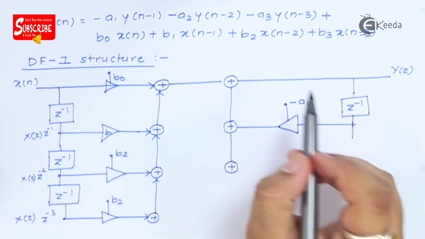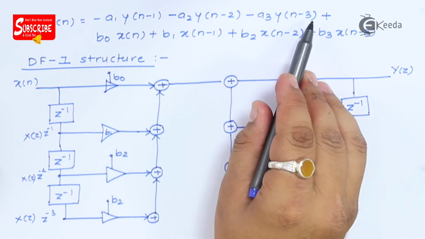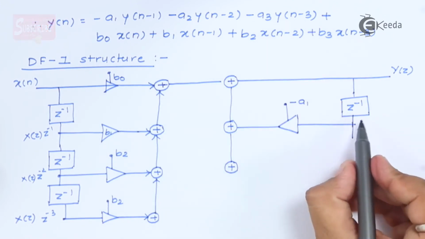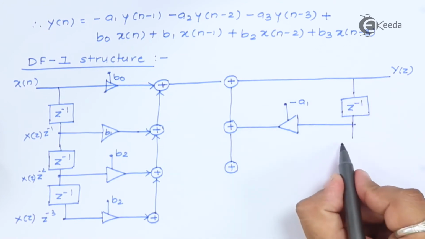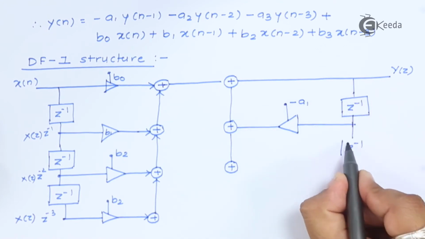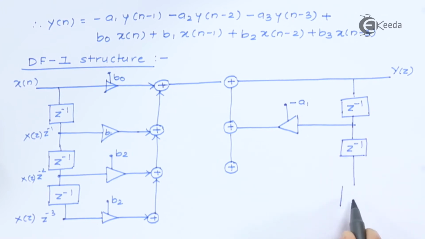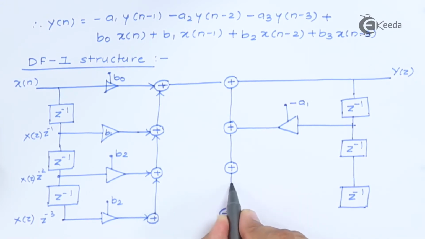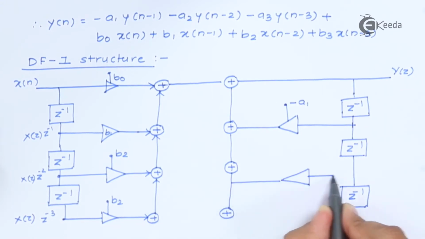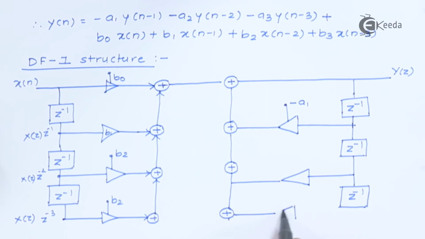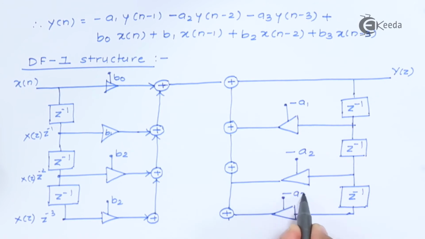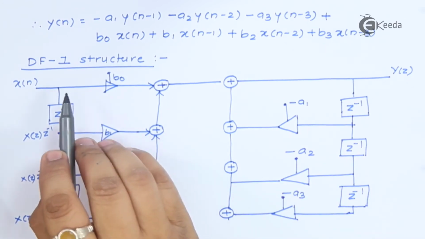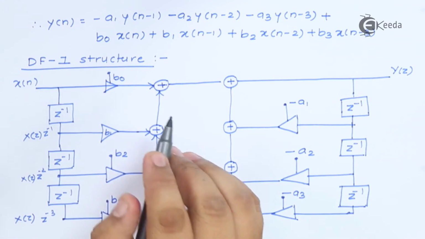Now how many delays do we have to add? The first, second and third, total 3 delays we have to add. Which means we have to place 3 Z inverse blocks in series, and that count is 3. Now depending on this we can plot the direct form 2 structure.